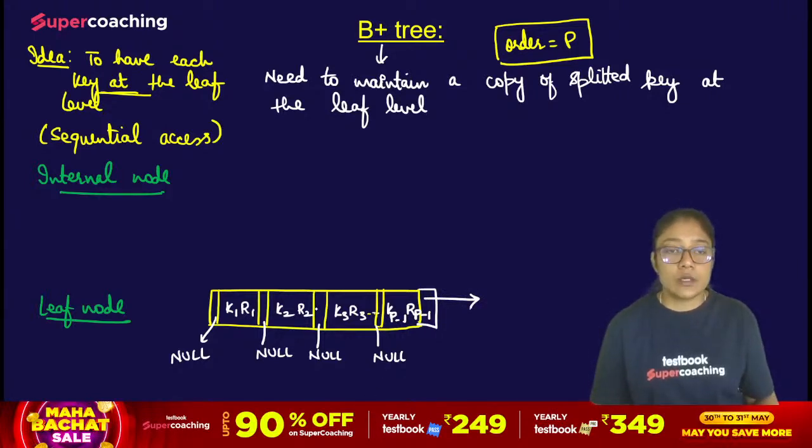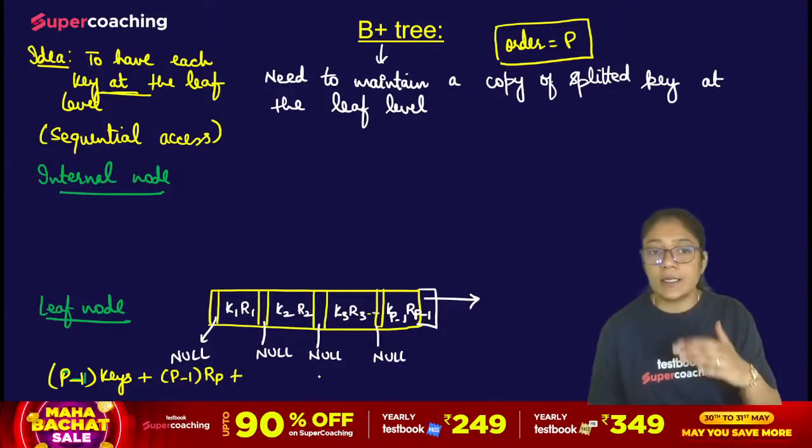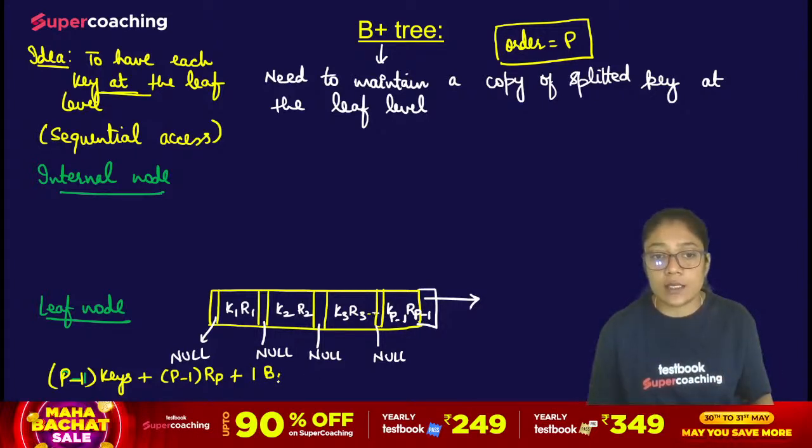So on the basis of this, we can come up with the formula. Can somebody tell me that what will be the formula? Here for order P, we are having P minus 1 keys. P minus 1 record pointers are there. And there is one block pointer available at the leaf level which is pointing to the next block. And it should be less than equal to block size.